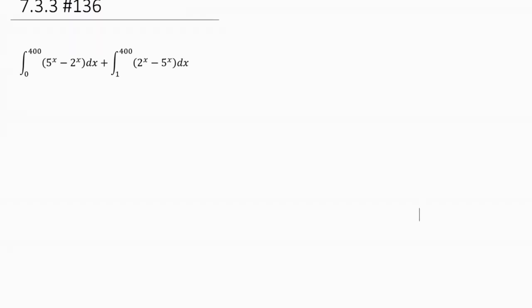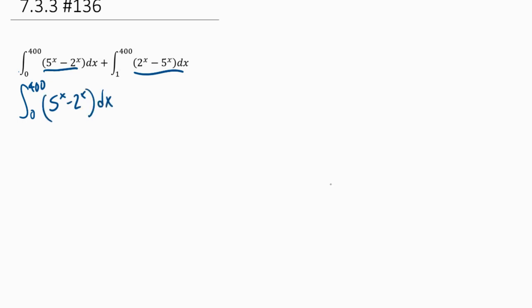But you should notice that these two functions are very similar, okay? And you should notice that the bounds are similar as well. So is there a way we can simplify this? So this is the integral from 0 to 400 of 5^x minus 2^x dx.